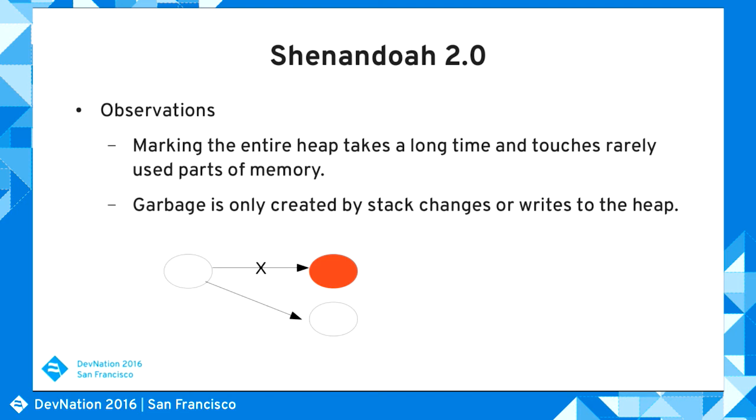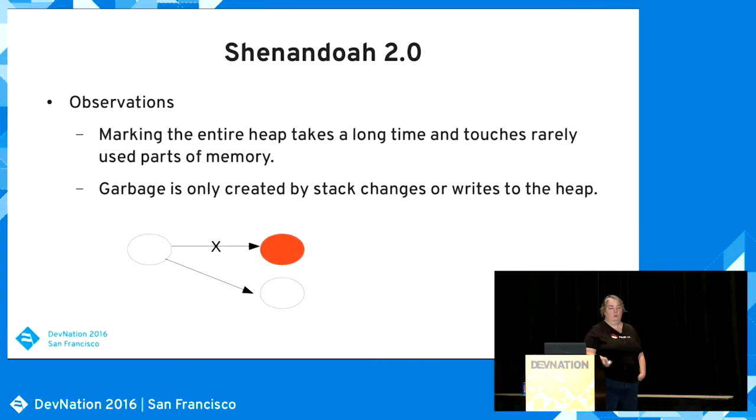Marking the entire heap takes a long time, and it touches rarely used parts of memory. G1 does this, CMS does this, we do that, but it's not really what you want, right? If there are objects that are sort of squatting and nobody's accessing them, but they're going to stay around forever, you kind of want to ignore them and leave them off to the side. And so the observation for Shenandoah 2.0 is that garbage is only created by stack changes or by writes to the heap.